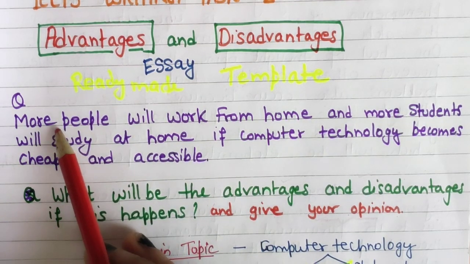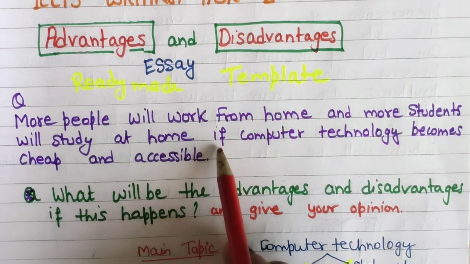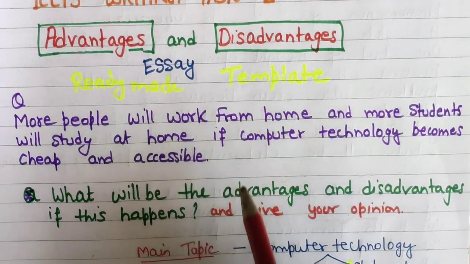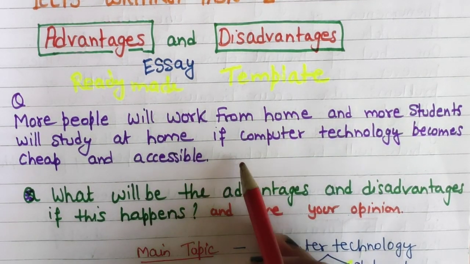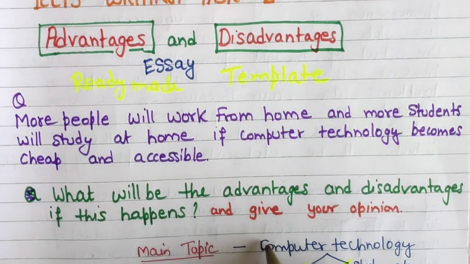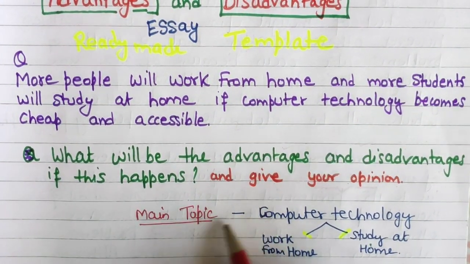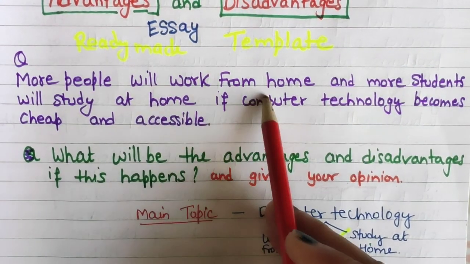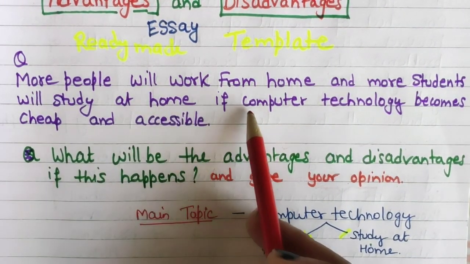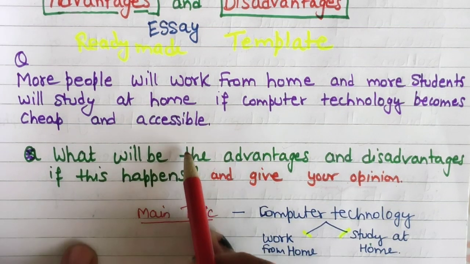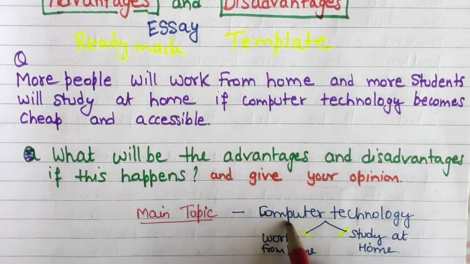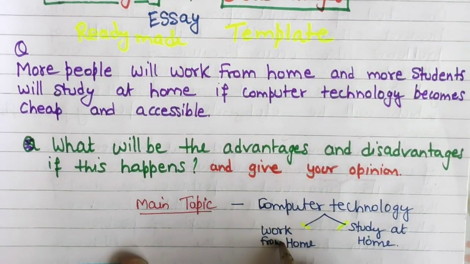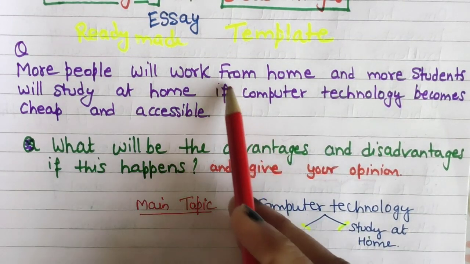First, you should read the question statement twice, meaning 2 or 3 times, to understand the meaning of that question statement. And the third step is to find out the main topic from the question statement. So here in this question, what is the main topic? They are saying more people will work from home and more students will study at home if computer technology becomes cheap and accessible. According to my opinion, computer technology, modern technology, is the main topic, and the subtopics are work from home and study at home. They have given the answers themselves.